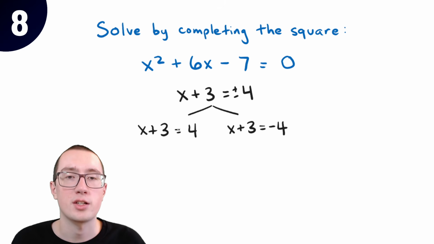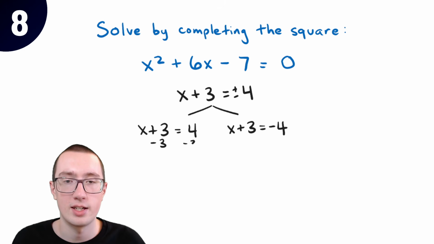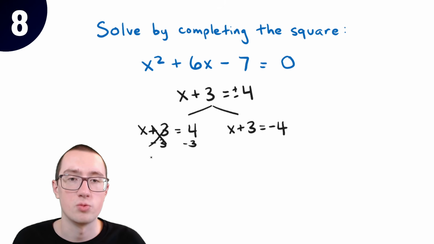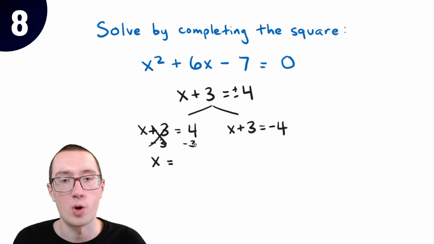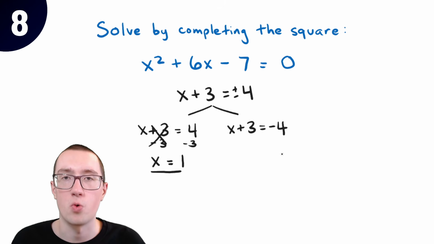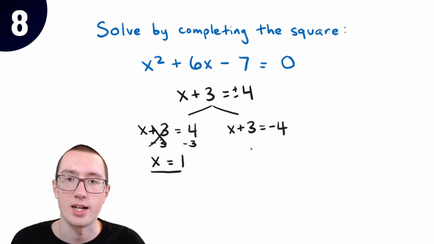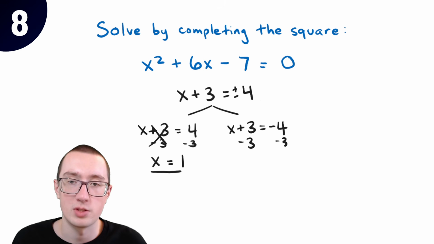And we'll go ahead and solve both of these. So on the left, we have x plus 3 equals 4. I'm going to get rid of the plus 3 by doing minus 3 on both sides. And this is going to leave us with x is equal to 4 minus 3, which is 1. So on this left side, x is equal to 1. Let's go ahead and solve the right side now. We'll get rid of the plus 3 in the same way. We'll do minus 3 on both sides.